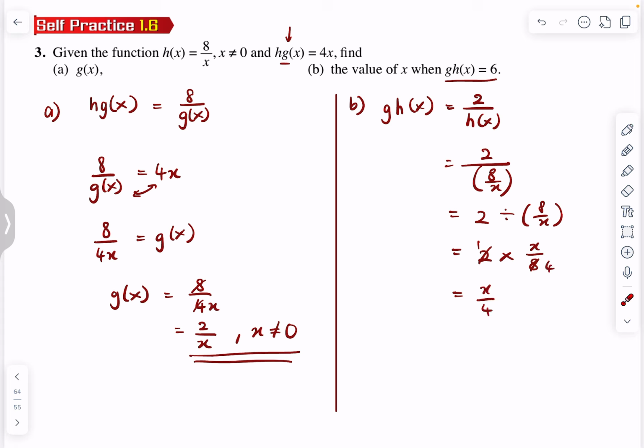So now they said g(h(x)) is 6. And this is our g(h(x)). So this equals 6. Therefore, x equals 24. Okay, we just have to compare. This is our g(h(x)), and they said g(h(x)) is 6. Done.